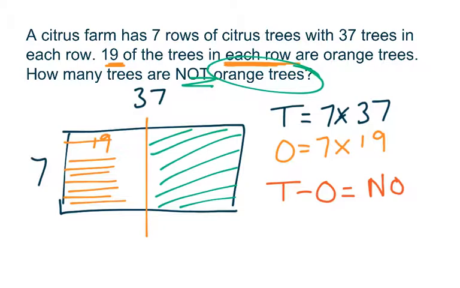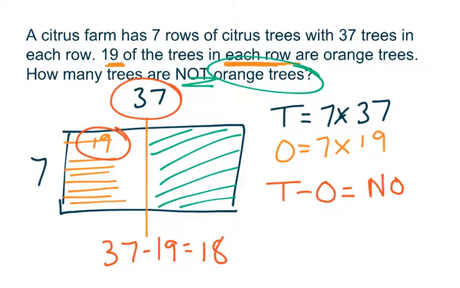Or I could solve it another way. I could start with some subtraction. I could take my orange trees per row and subtract them from my total per row. So I could do 37 minus 19. That would give me the trees in each row that are not orange trees. And then I could multiply that times 7. So because 37 minus 19 gives me 18, I could then also do 18 times 7, and that would give me my not orange trees, or my other type of citrus trees.